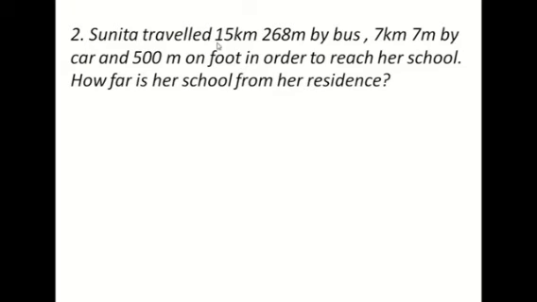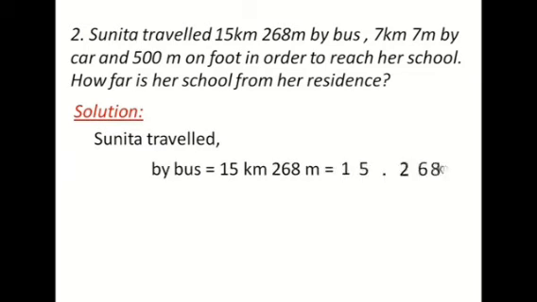So here you can see she travelled by bus 15 km 268 meter. It is given in kilometer and meter together. You can convert it into decimal. Yes, we have done that kind of sum. So 15 km 268 meter, we will convert it into kilometer. You know 1000 meter means 1 kilometer. So let's do that part first. Sunita travelled by bus 15 km 268 meter.